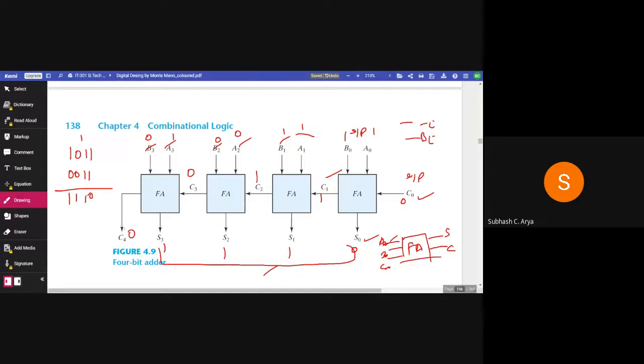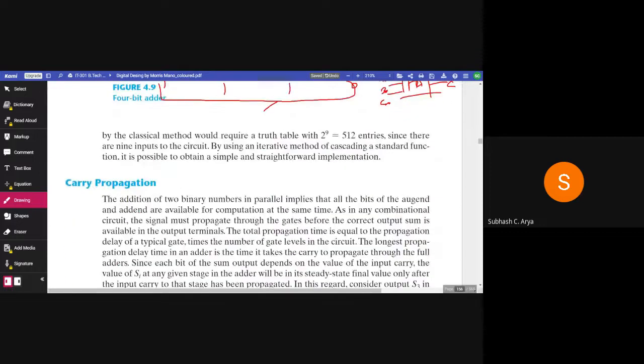Okay, this is creating a problem here, because on paper we have space, we can write C4 here. But in hardware there is no such thing. We have to be careful. I hope you could understand this block diagram also.